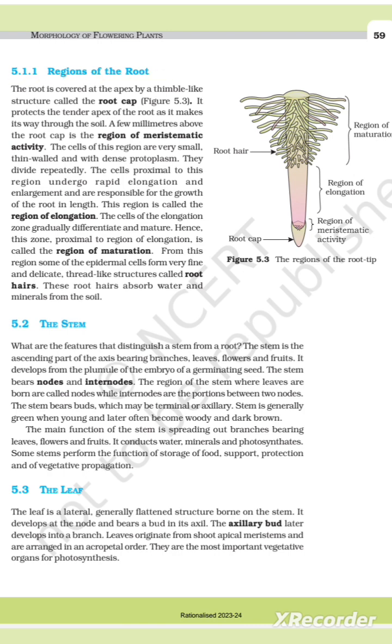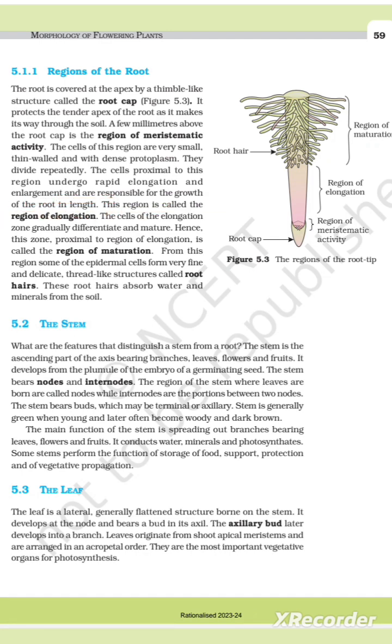5.1.1 Regions of the root. The root is covered at the apex by a thimble-like structure called the root cap, Figure 5.3. It protects the tender apex of the root as it makes its way through the soil. A few millimeters above the root cap is the region of meristematic activity. The cells of this region are very small, thin-walled, and with dense protoplasm. They divide repeatedly. The cells proximal to this region undergo rapid elongation and enlargement and are responsible for the growth of the root in length.